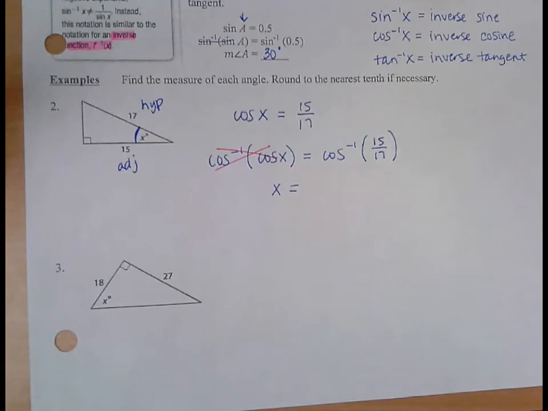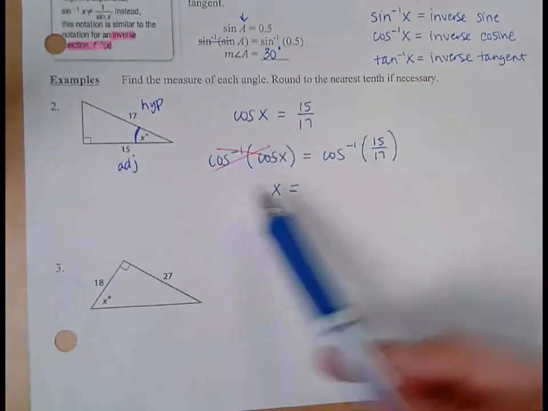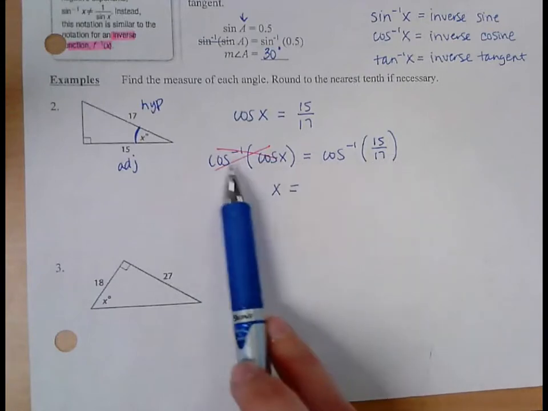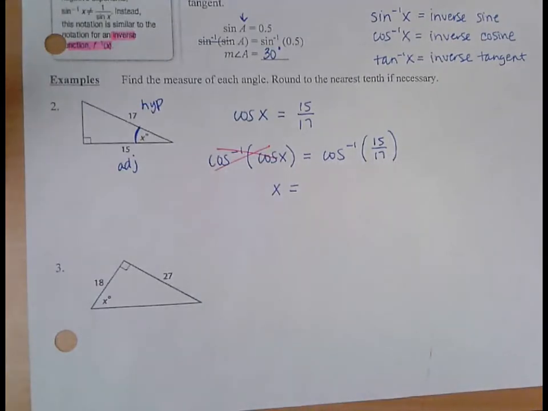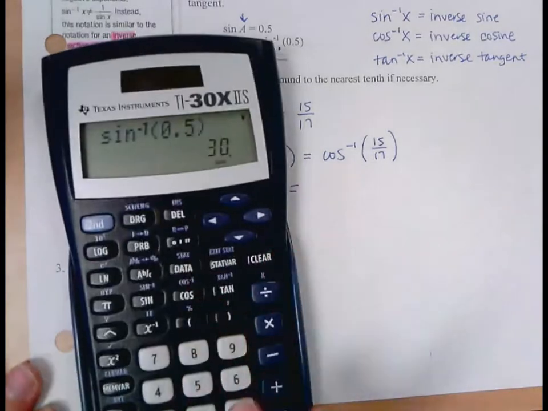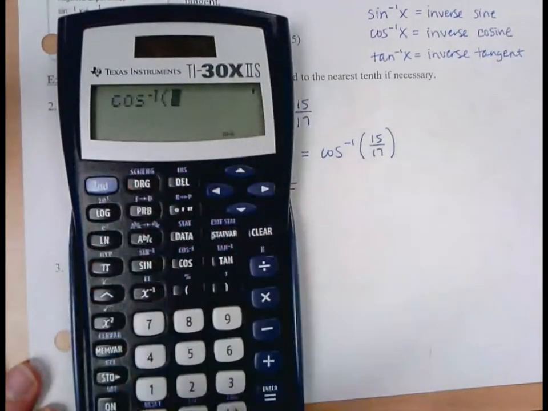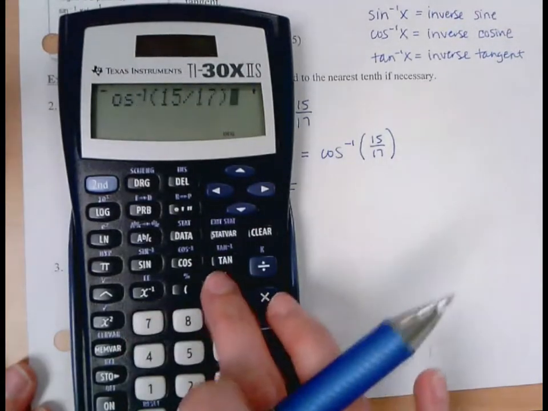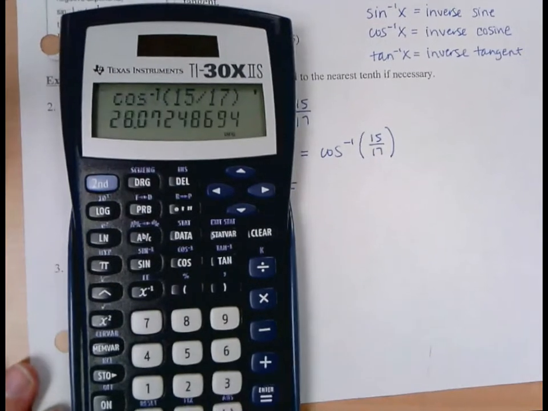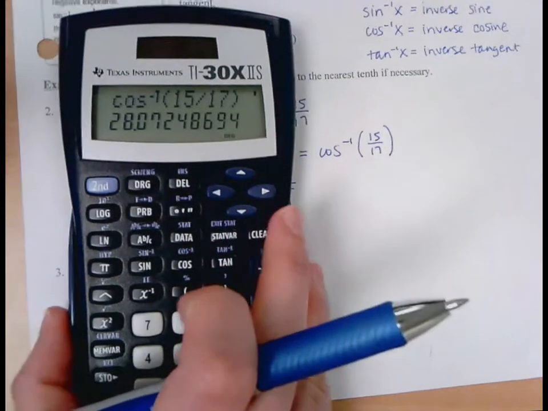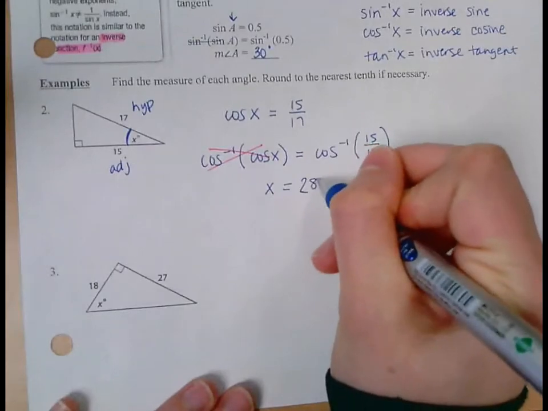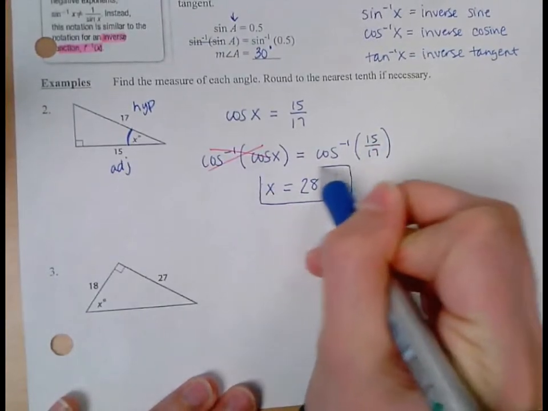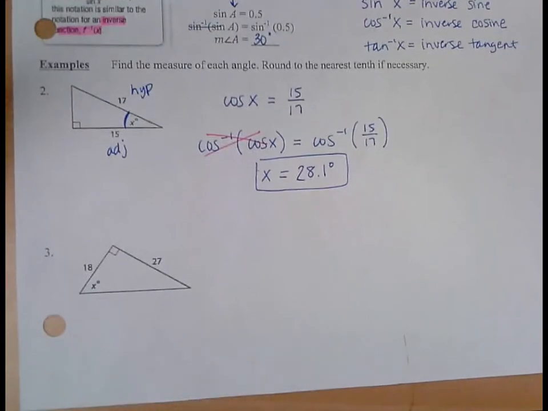And if you didn't show this necessarily, that's fine. I'm just showing you where that's coming from, where we're getting our value, what we're calculating. So I would type in second cosine for inverse cosine, and then just type in 15 divided by 17, then close the parentheses. Hit enter. Rounding to the nearest tenth, our angle would be 28.1 degrees. Any questions on that one?